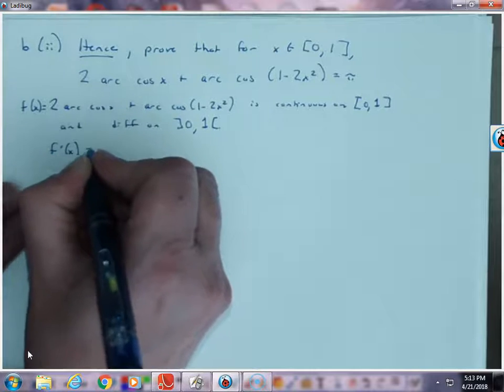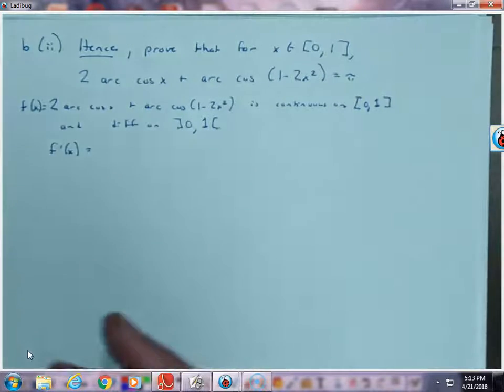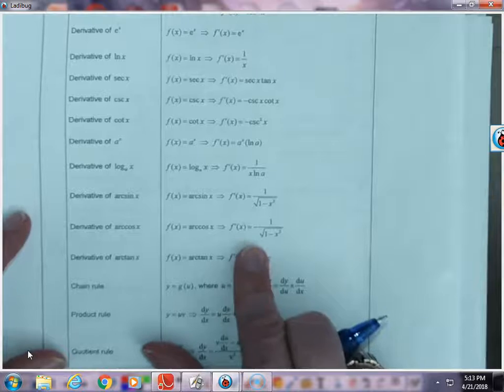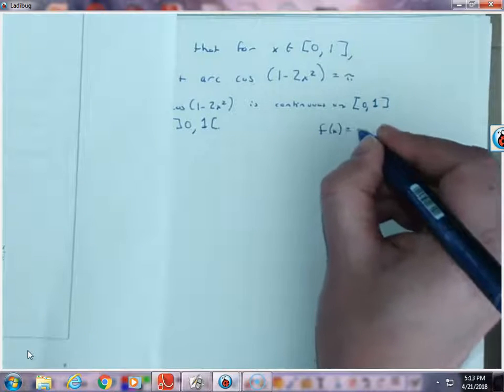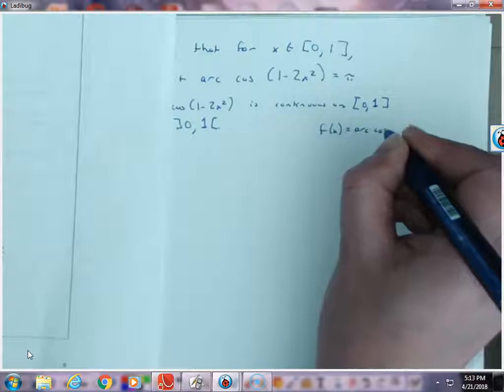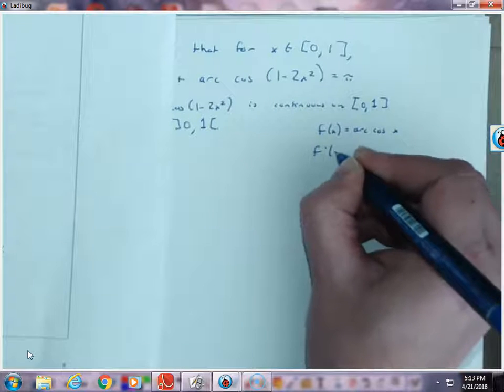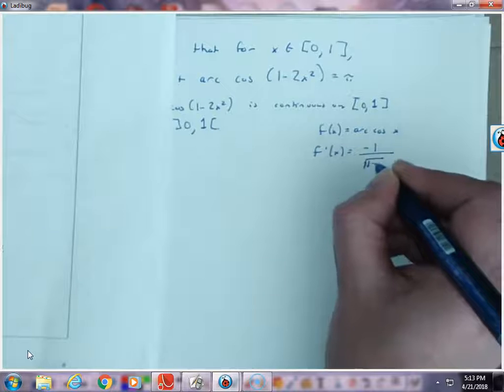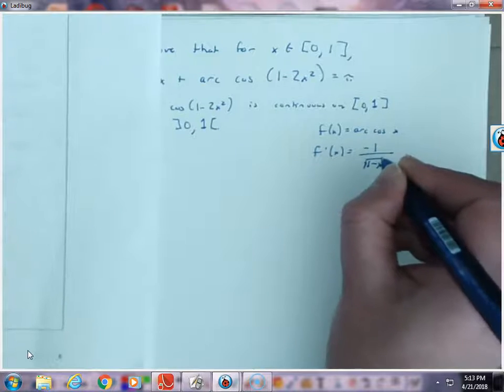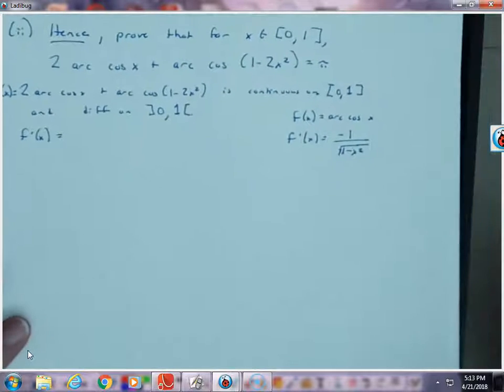And arc cosine is not one that we use all the time, so I'm going to go to my formula sheet and get this rule. I'm just going to write this rule off to the side. So I've got arc cosine x, the derivative is negative 1 over the square root of 1 minus x squared. That's not one that we use all the time, I'm just going to write it down.